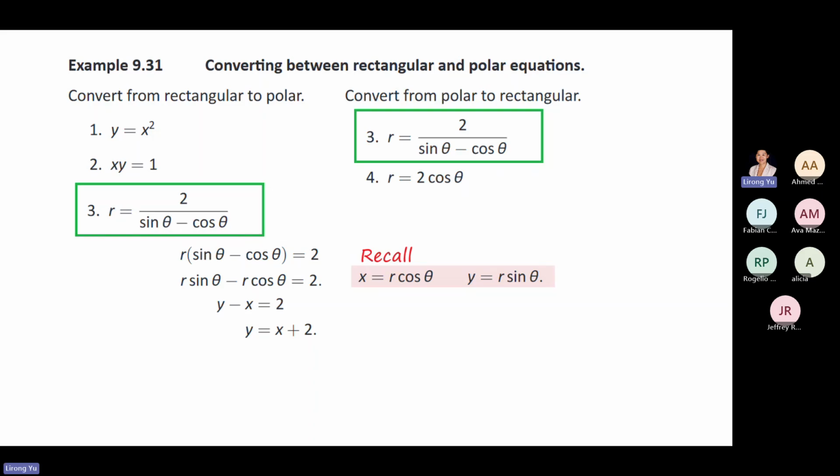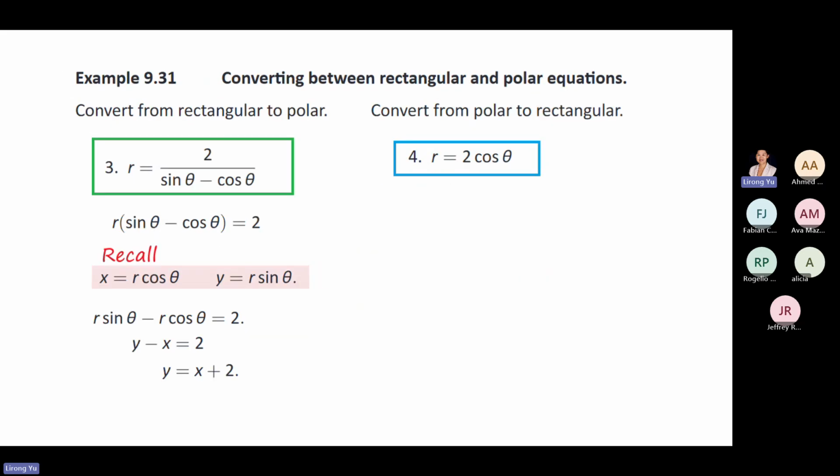So we can see the number 3 in the whole equation. We don't immediately see that it's a line, but after the conversion, you see a straight line, y equals x plus 2. It's a linear relation. Or you can graph r equal to 2 over sine theta minus cosine theta, and you're going to see it is a line. That's our answer for number 3. After the conversion, the rectangular equation is y equal to x plus 2. I'm going to move on to question number 4.